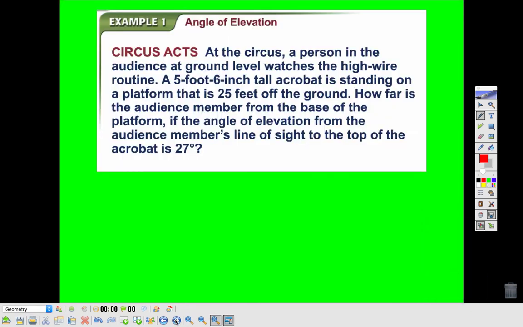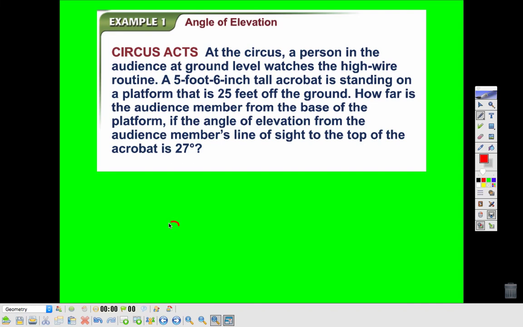Okay. So, at the circus, a person in the audience at ground level watches the high wire routine. A 5'6" tall acrobat is standing on the platform that is 25 feet off the ground. How far is the audience member from the base of the platform if the angle of elevation from the audience member's line of sight to the top of the acrobat is 27 degrees? So, when in doubt, draw it out.